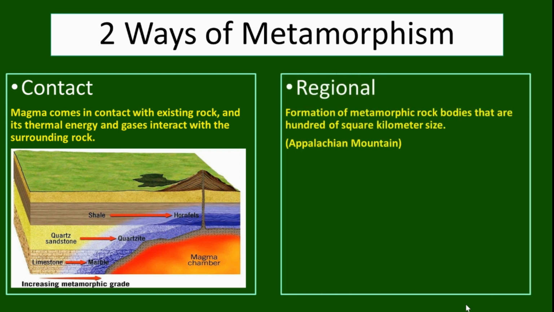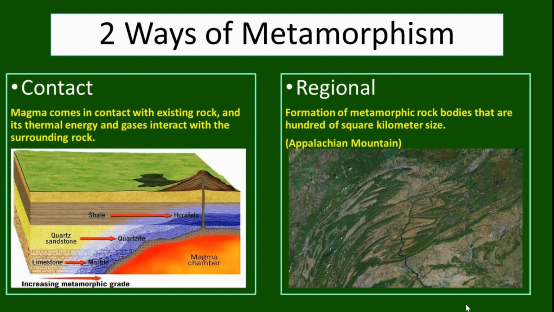On the other hand, regional metamorphism is the formation of metamorphic rock bodies that are hundreds of square kilometers in size. These processes can create an entire mountain range of metamorphic rock. Changes in temperature and pressure and the presence of chemical fluids act on large volumes of rock and produce metamorphic textures. These textures can help unravel the mysteries of mountain building events. The Himalayas in Asia and the Appalachian Mountains of the eastern United States exhibit structures associated with regional metamorphism.